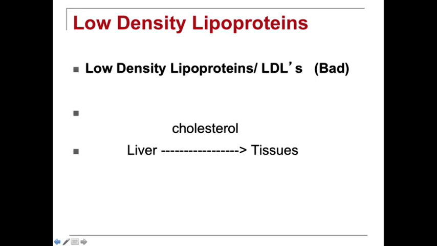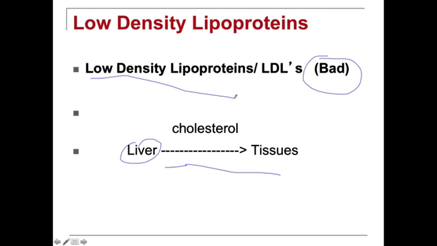LDLs, your low density lipoproteins, are the cholesterol that the liver makes and pushes out to the tissues. Those are the ones that have a bad rap. And again, they're not bad. How else are you going to make estrogen and testosterone and progesterone and aldosterone unless you have LDLs, low density lipoproteins?